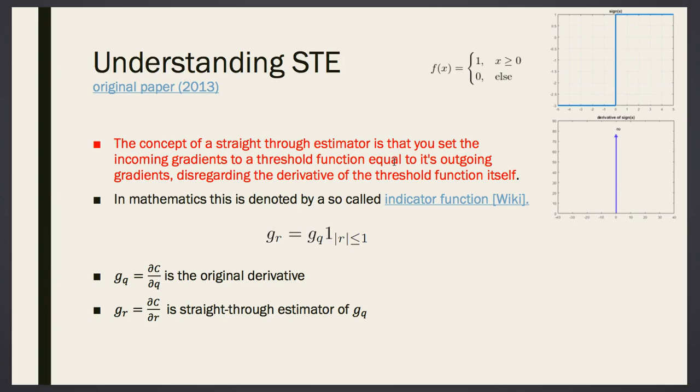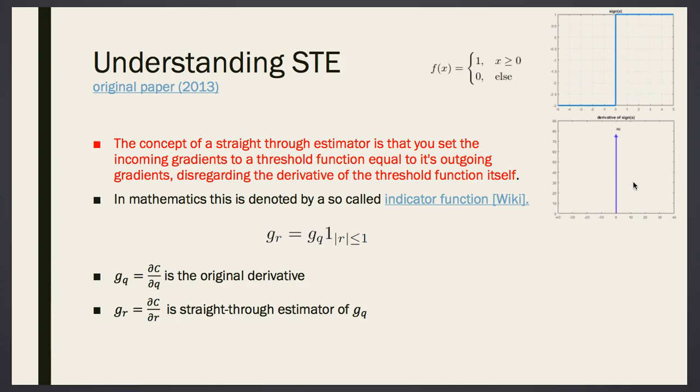The concept of a STE, abbreviated as STE, straight-through estimator, is that you set the incoming gradients to a threshold function equal to its outgoing gradients. So an incoming gradient comes, you threshold it, and you just provide it, disregarding the derivative of the threshold function itself, which is 0.